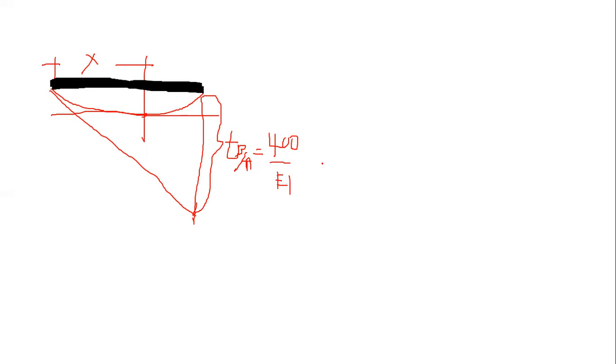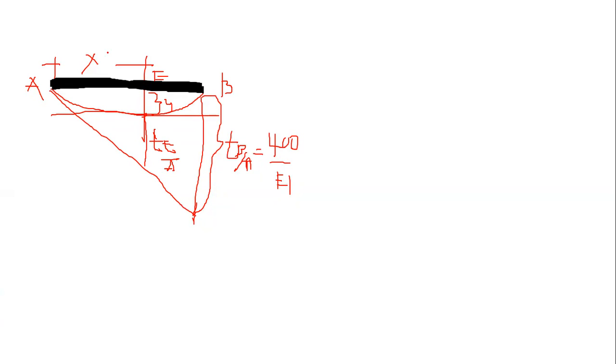We calculated this one equivalent to 400 over EI. If you still remember, it's 400 over EI. Okay, so if this is A, this is B, and then we say this one is E, by which we are going to get this value of y, and then we have this one as deviation at E coming from A.